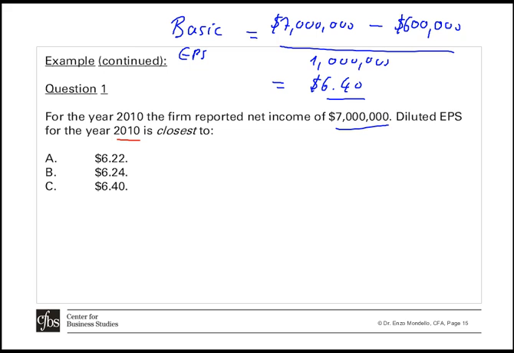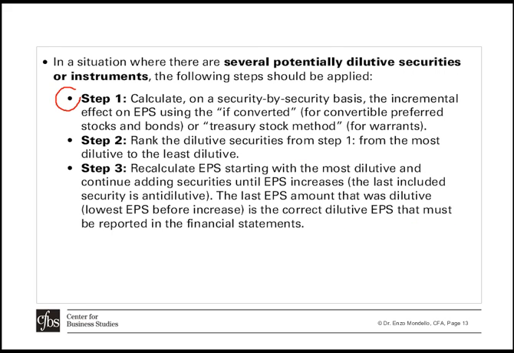Next, you remember, we have to apply now our 3 steps, the same as cooking spaghetti, yeah? You have now the 3 steps in order to be able to apply them with the accounting standards. So the first step requires now from us to calculate the incremental effect on EPS of each potentially dilutive security. So that's our first step that you have to apply.